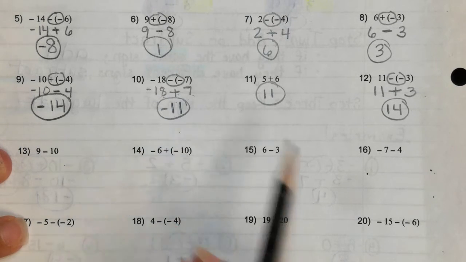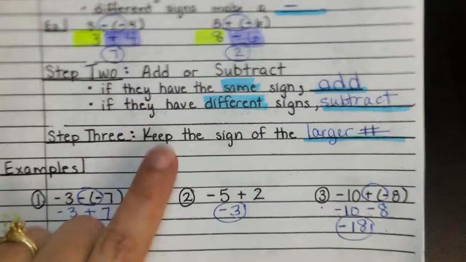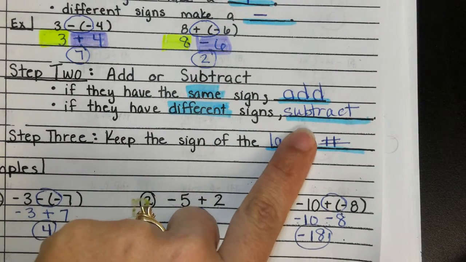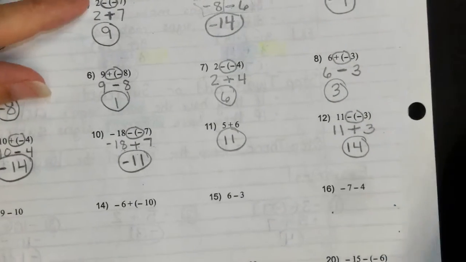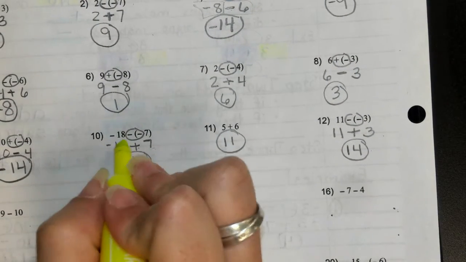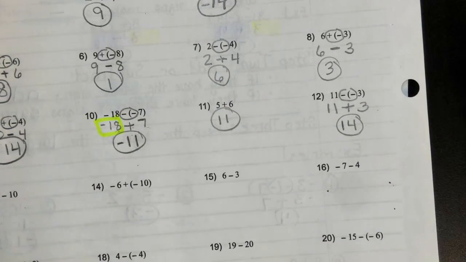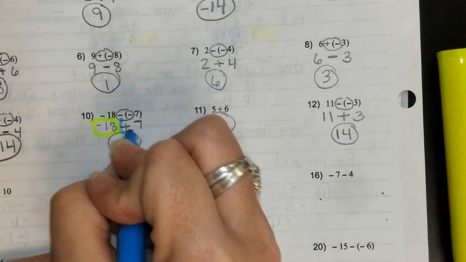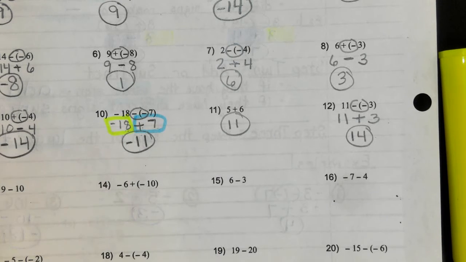I got 24. Okay, don't add because listen, different signs. Different signs subtract. So what you're looking at is this is a negative 18, and then that is a positive 7. That's why it's subtract. Different signs. That's a negative, that's a positive.